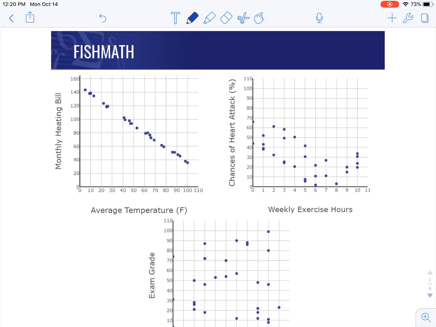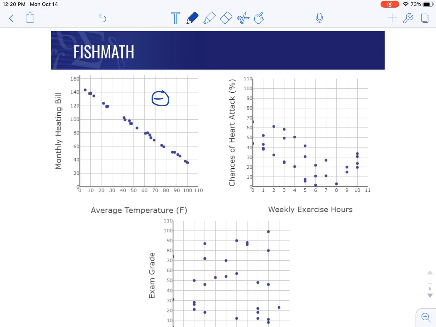Hi everyone, we're going to look at different kinds of correlation here in this video. So the first one, we've got average temperature versus a monthly heating bill. And as you can tell here, as the temperature goes up, the heating bill is going down. So because this line is going down from left to right, this is a negative correlation.